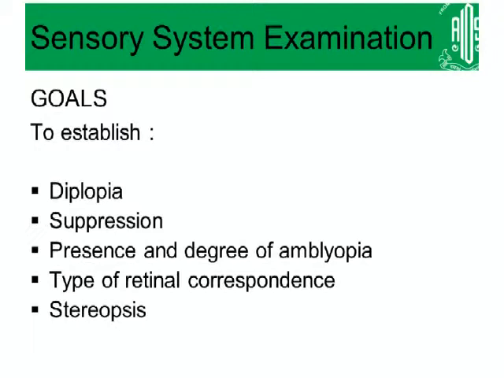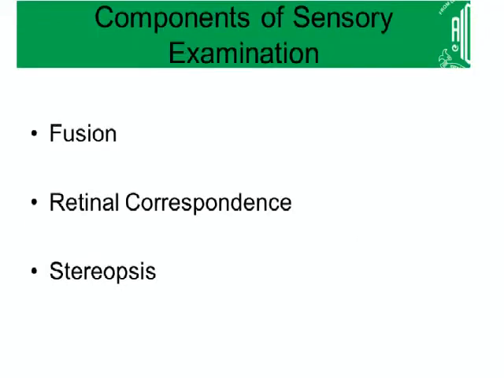Okay, sensory system examination. What are the goals of the sensory system examination? We want to establish if there is any diplopia, suppression, which means one eye is not being used under binocular conditions, any presence and degree of amblyopia, type of retinal correspondence, and stereopsis. And I promise you I won't go into detail into any of this. So basically we'll focus on fusion, retinal correspondence, and stereopsis.